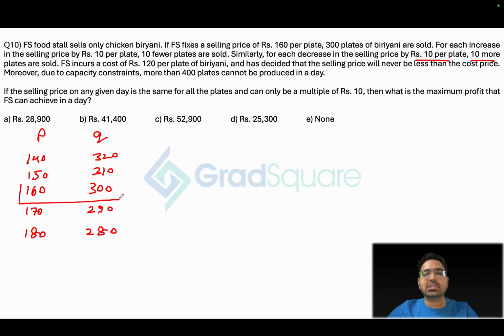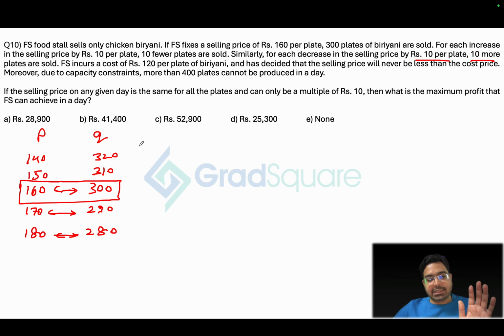So this is a constant that they've given you. One more thing that I want you to observe is that when the price increases by 10, the number of plates reduces by 10. That means the sum of price per plate and the number of plates sold will always be a constant. Look at this. P plus Q in this case was what? 460. 170 plus 290 is again 460. 180 plus 280 again is 460, right? So it is going to remain 460. You move in either direction, 150 and 310 again 460, and 140 and 320 again 460. So that's going to remain the same.